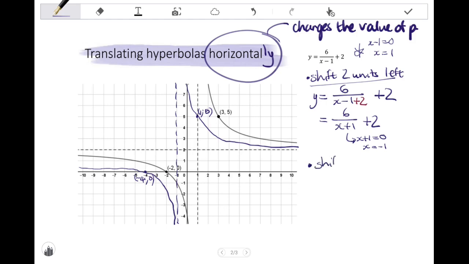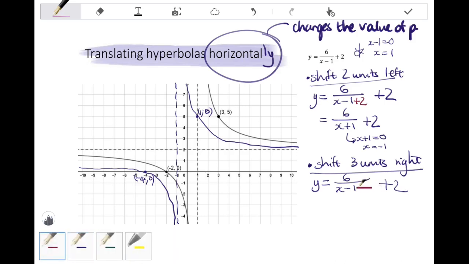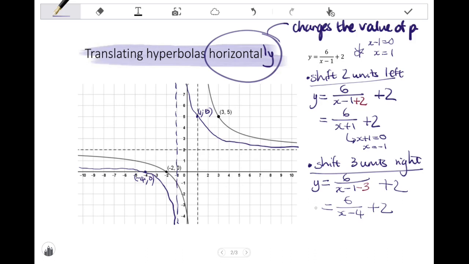Let's shift the original graph 3 units right. Again, this will affect the p-value. Now if I'm shifting right, I need to subtract from the x in the denominator. Looking at the equation first again, I start off with the original, 6 over x minus 1 plus 2. If I'm moving right, I subtract from the x in the denominator however many units I'm shifting by. So that's 3. Simplifying this, I'm left with 6 over x minus 4 plus 2.